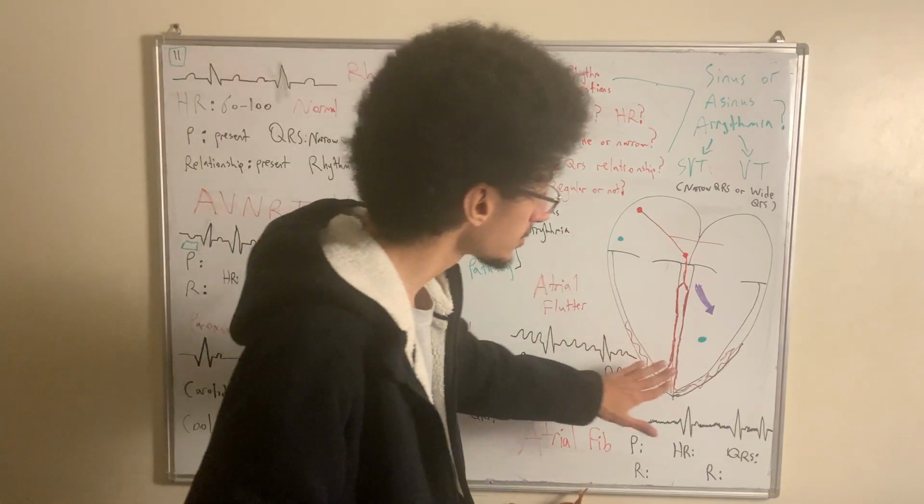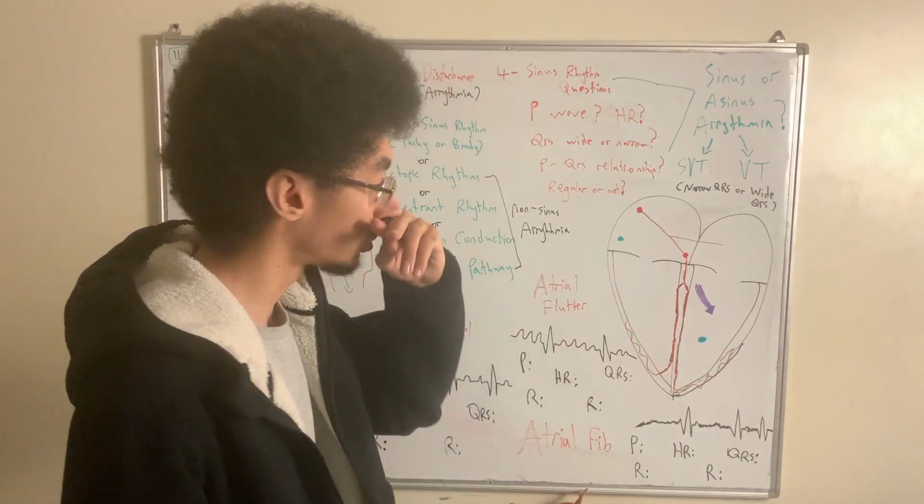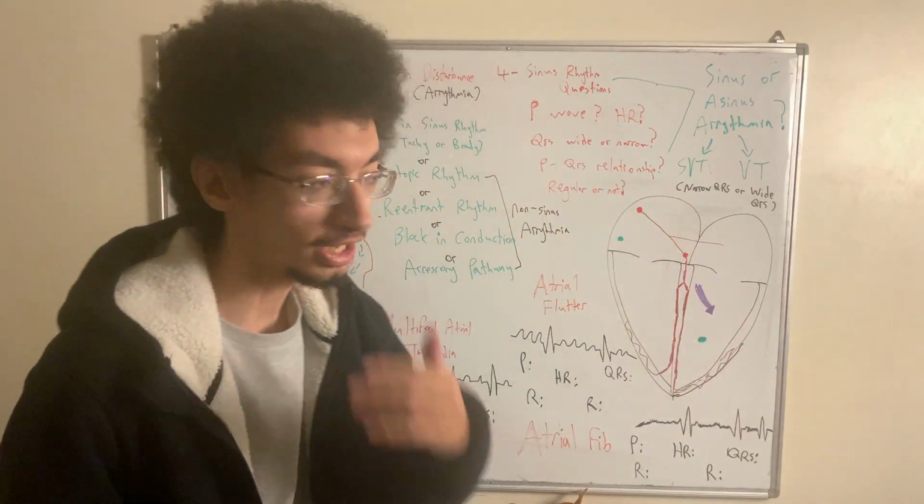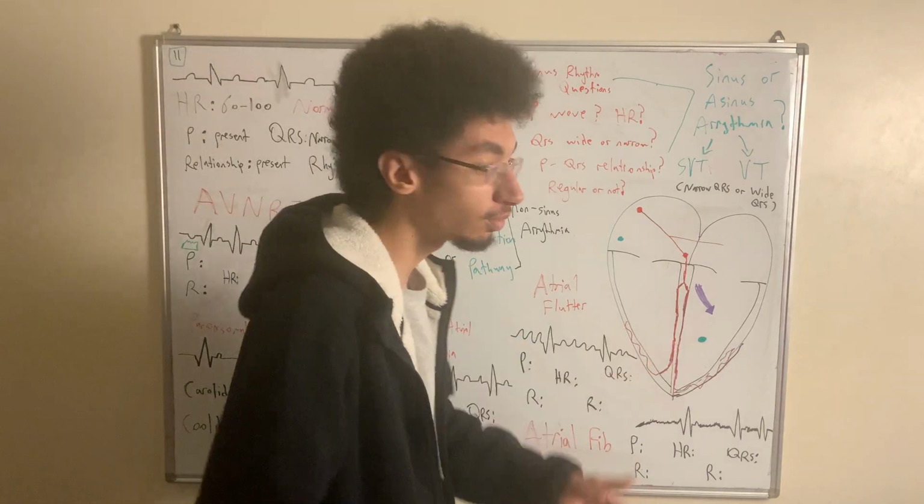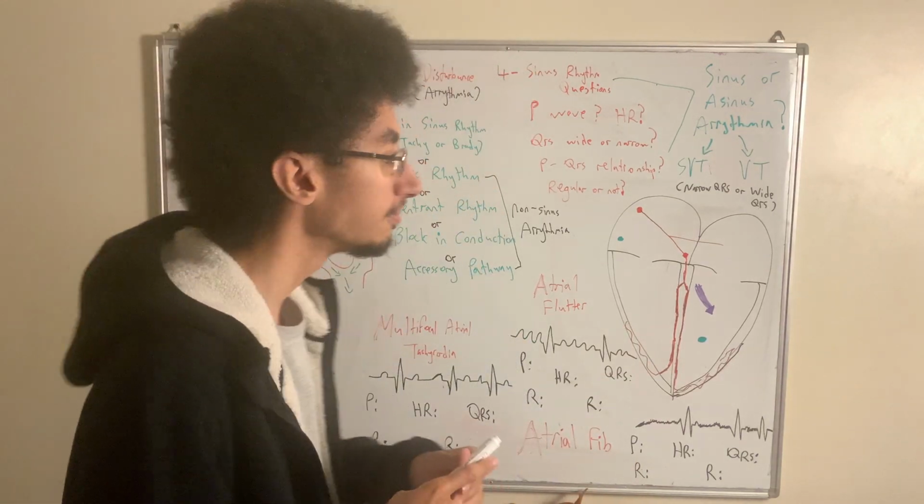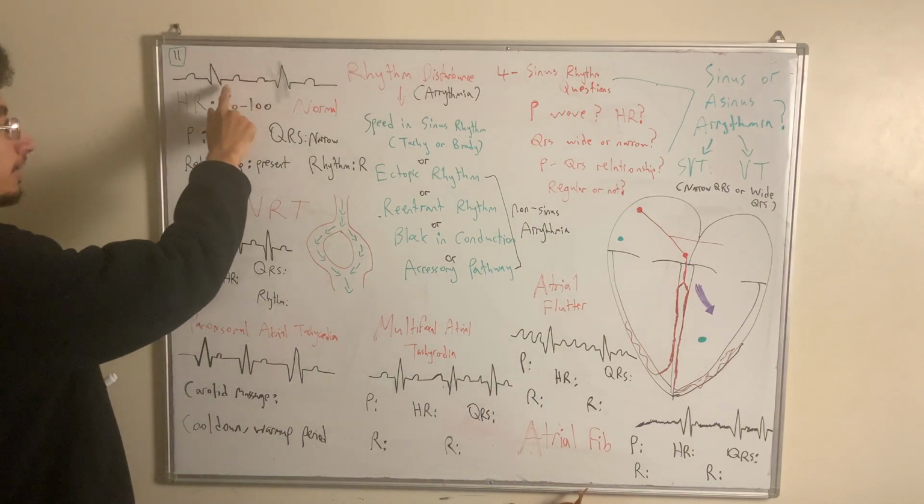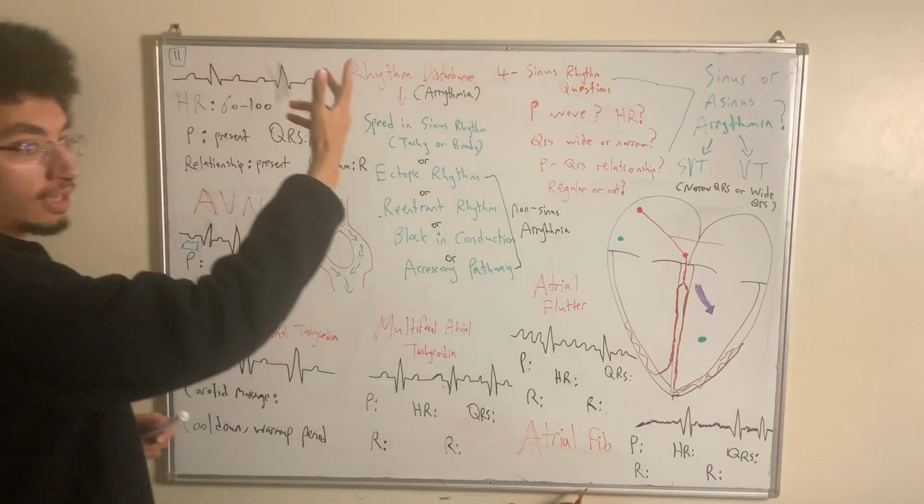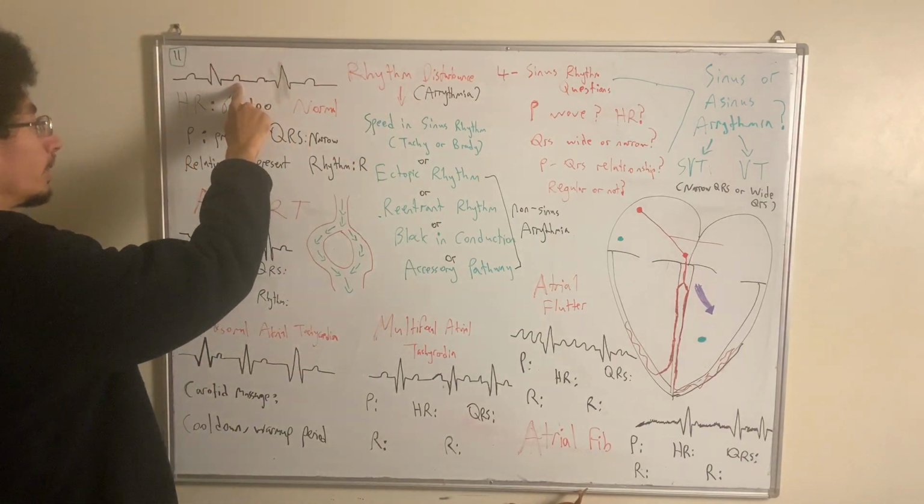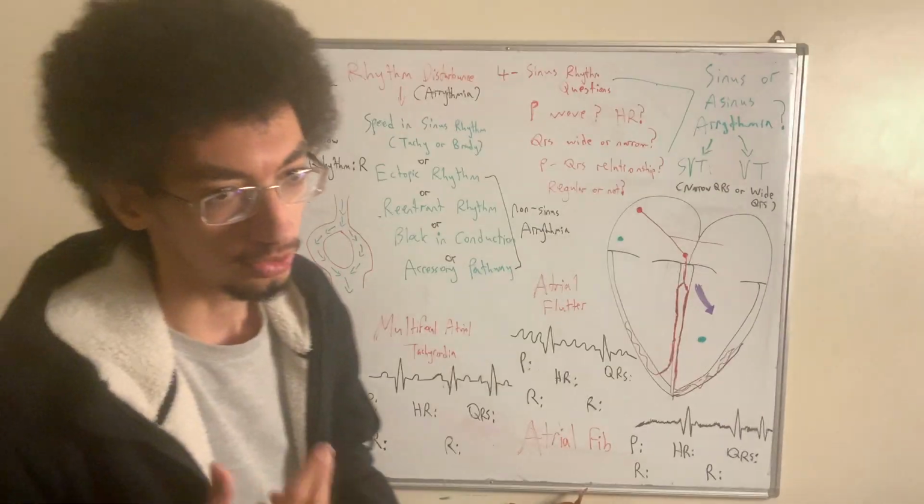And then following this wave of depolarization that was going inferolateral towards the left, there will be a refractory period. You see, there will be a flat line here, and following this flat line, there will be the appearance of a T wave, which represents ventricular repolarization.